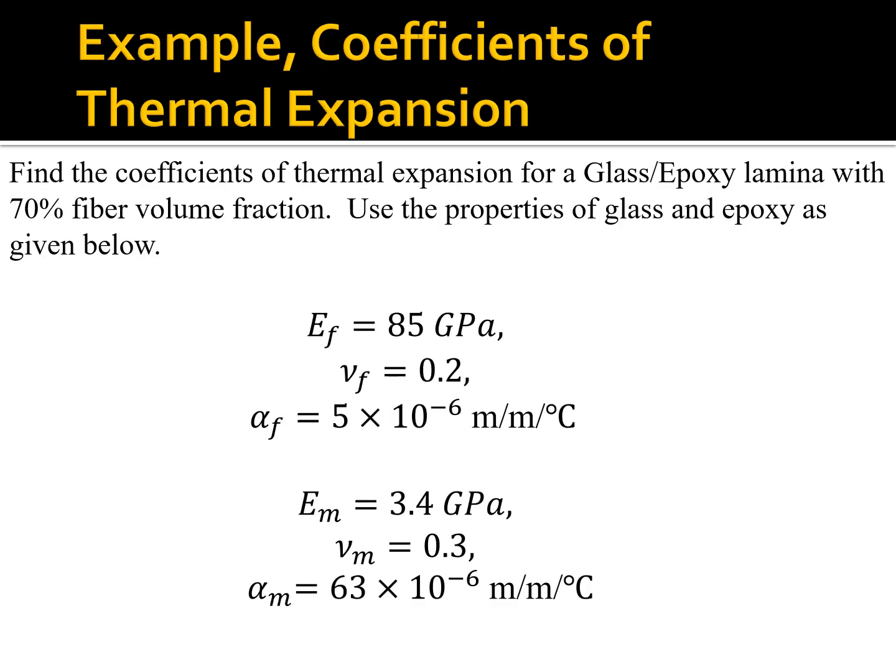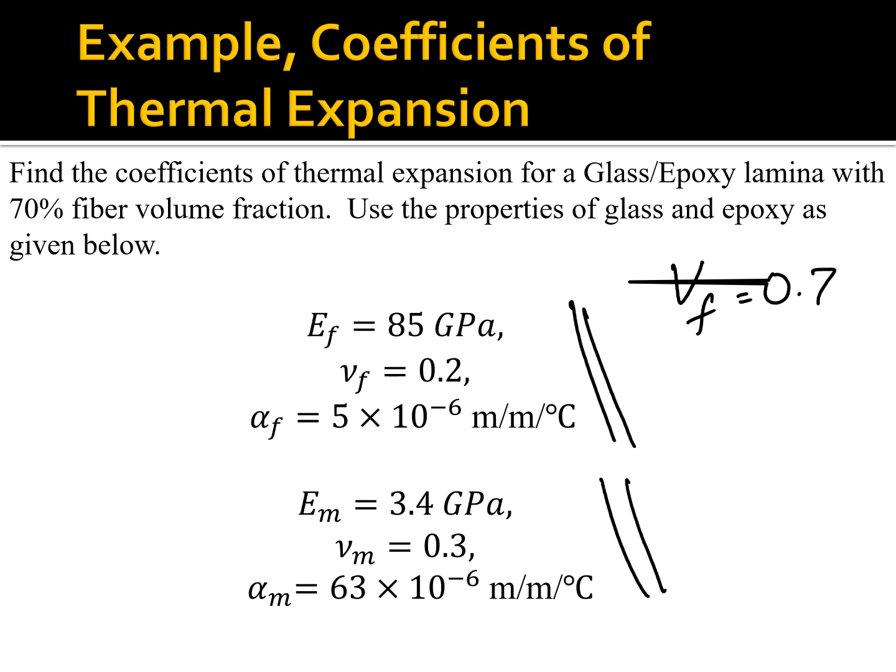So here is an example. We want to find the two coefficients of thermal expansion for a glass epoxy unidirectional lamina with 70% fiber volume fraction. So that means that the volume fraction is 0.7. If we are talking about fractions here, we're given the properties of the fiber, we're given the properties of the matrix. So the volume fraction of the matrix will be 1 minus 0.7, which is 0.3. So those are the numbers which we have to look at. So let's go and see how we can calculate alpha 1 and alpha 2.